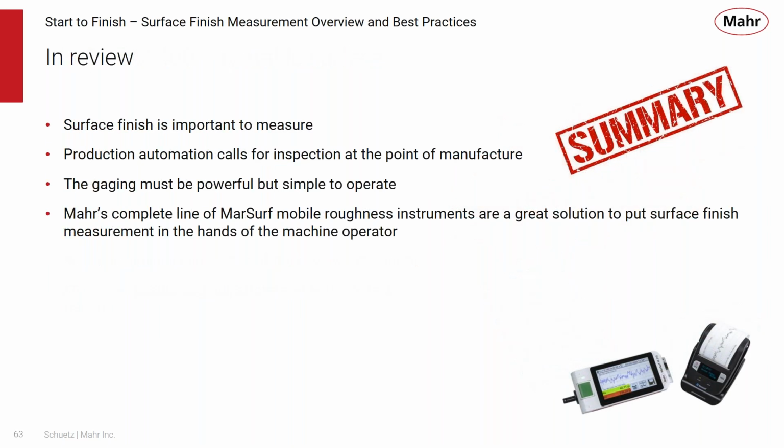So that's it. That's in review. We've learned that surface finish is an important parameter or feature to measure. Production automation calls for inspection at the point of manufacture. So we want to put into the user's hands gauging that is powerful but simple to operate. So I think with Mahr's complete line of MarSurf mobile roughness instruments, we have great solutions to do that and to make it easy to use for the machine operator.